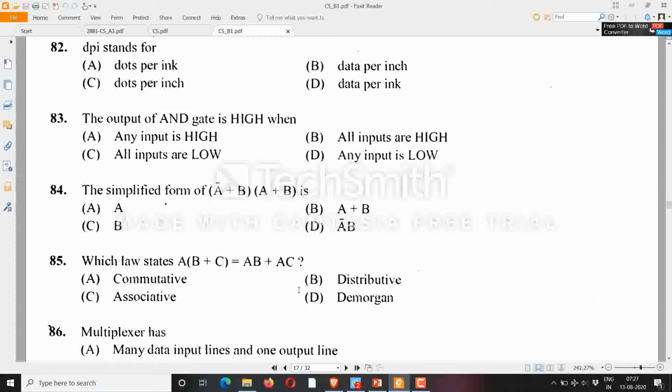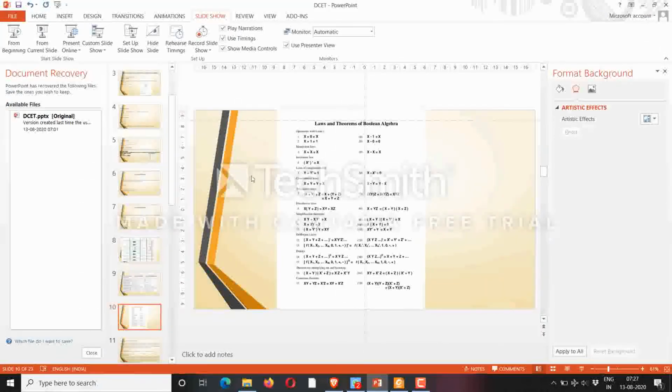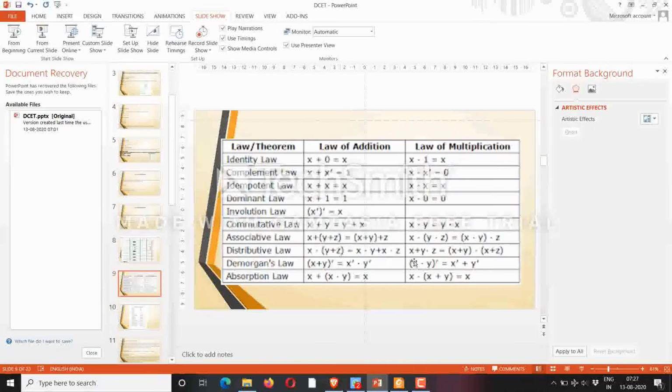With respect to Boolean algebra only, you have one more question. A multiplied by b plus c is equal to ab plus ac. Which law is it? It is the distributive law. So from this we can say this is the distributive law.